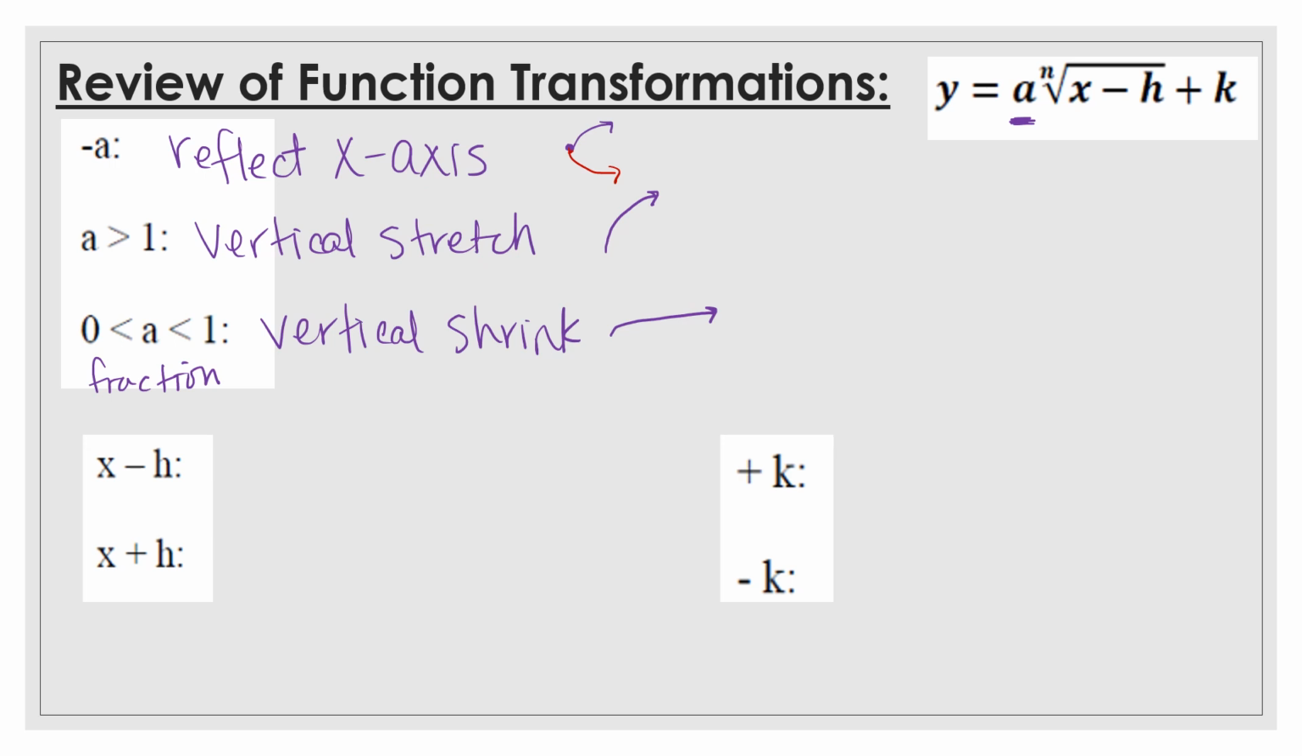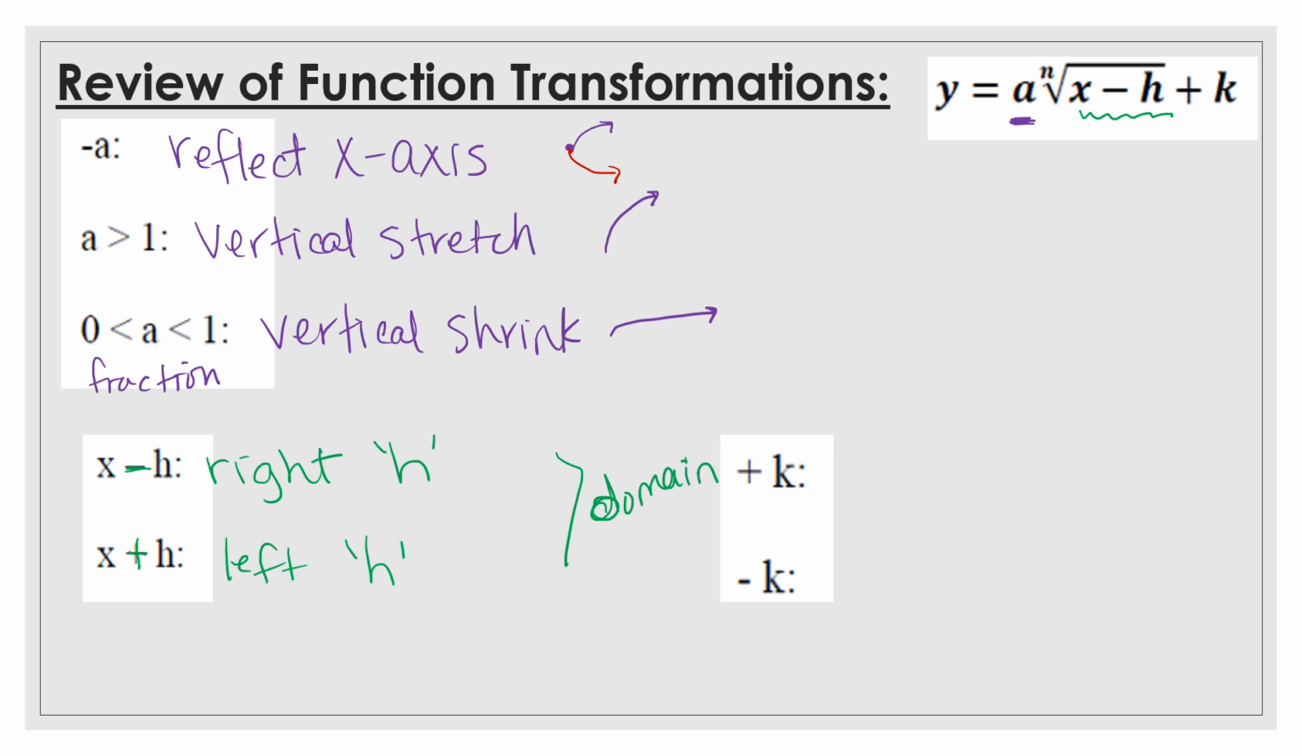All right, the next thing we're going to look at is the h value. So your n is your index, is it square root or cube root, but x minus h tells you which direction you're going. If it says x minus h, you're actually going to do the opposite, and you're going to move to the right h units, however many that is. Remember, that's what splits up your domain. So it tells you that beginning point for your domain.